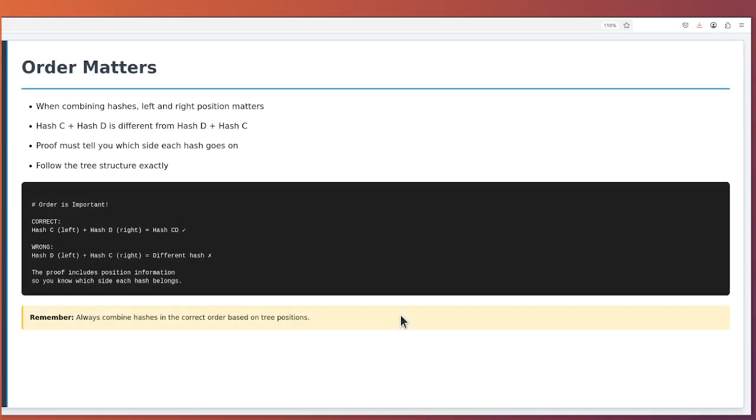Order matters. There is one important detail we need to understand. The order in which you combine hashes matters. When we combined hash C and hash D, we had to put them in the right order. Hash C on the left, hash D on the right, because that is their position in the tree. If we switched them around and put hash D on the left and hash C on the right, we would get a different combined hash. The verification would fail even though we have the right pieces. The proof needs to tell you not just which hashes to use, but also which side they go on, left or right. Most implementations achieve this by including position information within the proof.